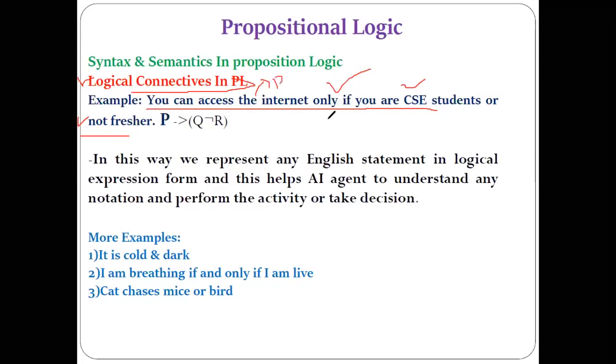Second, we require a propositional symbol to represent another statement. You can access the internet only if you are a CSE student, so Q will represent you are a CSE student. And then not a fresher can be represented using R. Simply, you can now write the logic for that. You can access the internet only if you are a CSE student. Now which kind of connective, which kind of logical operator, should we utilize here for the first two statements?